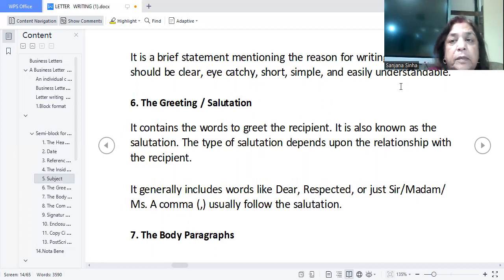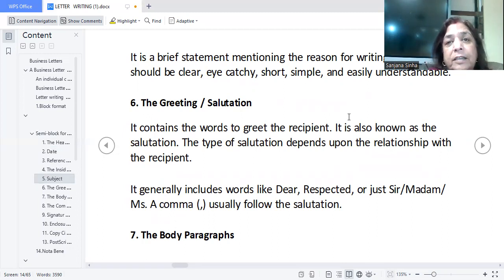It is a brief statement mentioning the reason for writing the letter. It should be clear, eye-catching, short, simple, and easily understandable. The subject line has to be very precise.